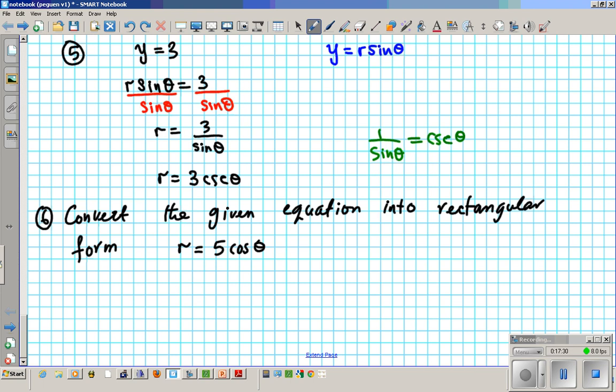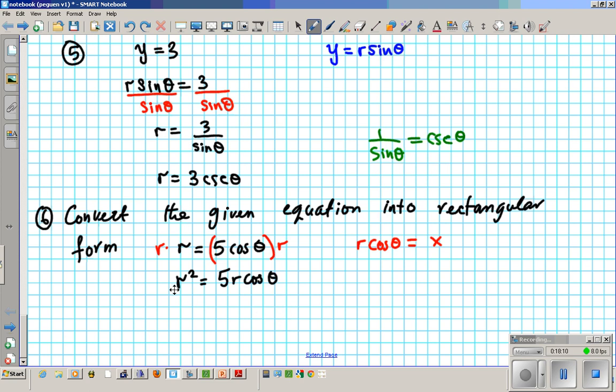I know what r squared can be, but this one needs an r because if I have r cosine theta, that is automatically an x. So how can I make this r cosine theta? I need to multiply this side by what? By r, okay? Whatever I do to this side, I have to do to this side. So I times this side by r, and times that side by r, so that I can have a substitutable component on the right side. So we're going to have r squared equals 5r cosine theta.